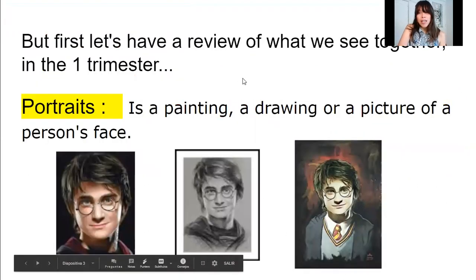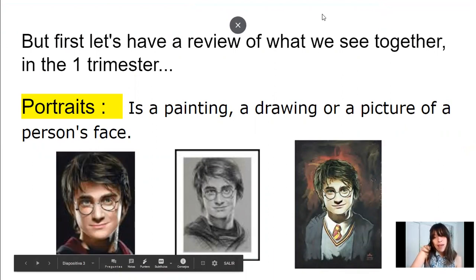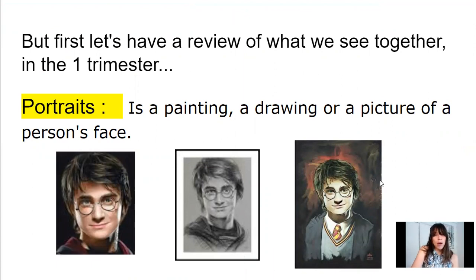Okay, guys, so as we were saying before, I'm going to have a little review with you. This is the review that I wish to have with you. This is what we saw in the first trimester, the first concept: the concept of portraits. I think it's clear now, but anyway, I'm going to review it. A portrait is a painting, a drawing, or a picture of a person's face.